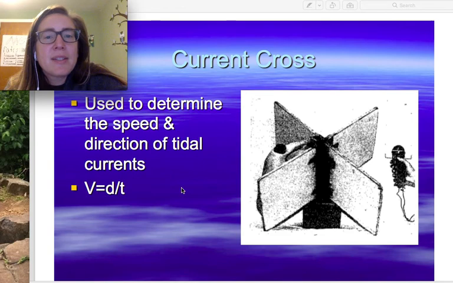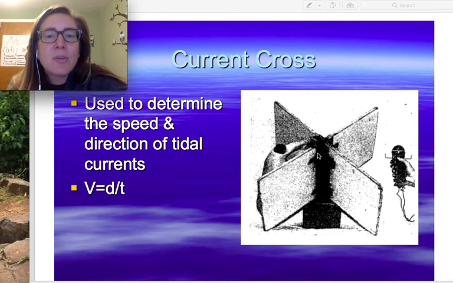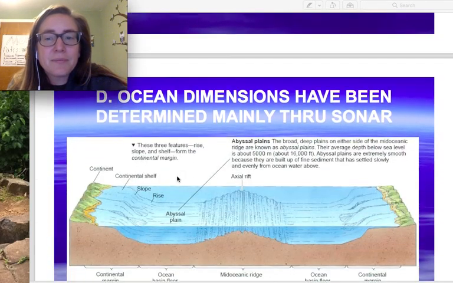A current cross is going to be used to determine the speed and direction of tidal currents. So you would release this, and then you would see how long it takes for this to get to a certain length. So you would then be able to figure out your velocity based upon how quickly that was able to travel. So your distance divided by your time. And then you can also look to see which way it goes, and then you can figure out the direction of those tidal currents.